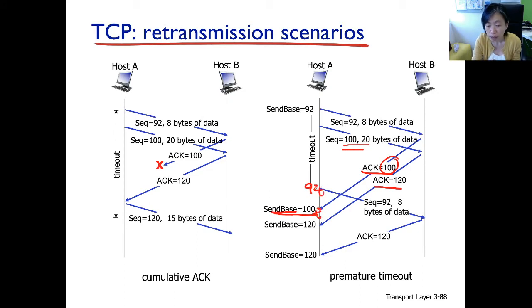So the timer for 92 is restarted here because, hey, timeout occurred, retransmit everything, start timer. So there's already a timer ticking starting from here that is associated with sequence number 92. But here we restart the timer, and this timer is associated with send base 100.